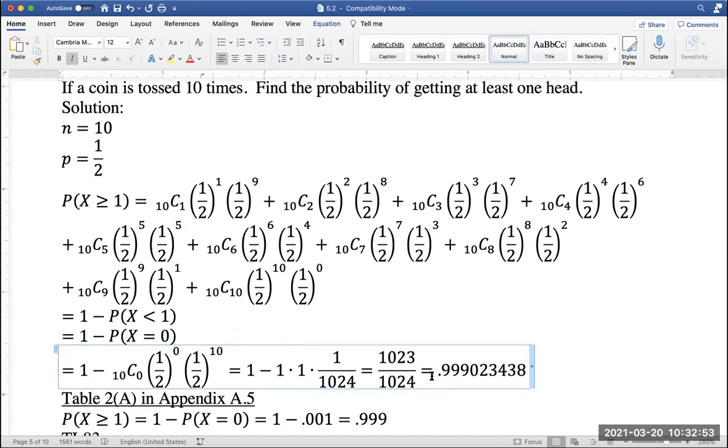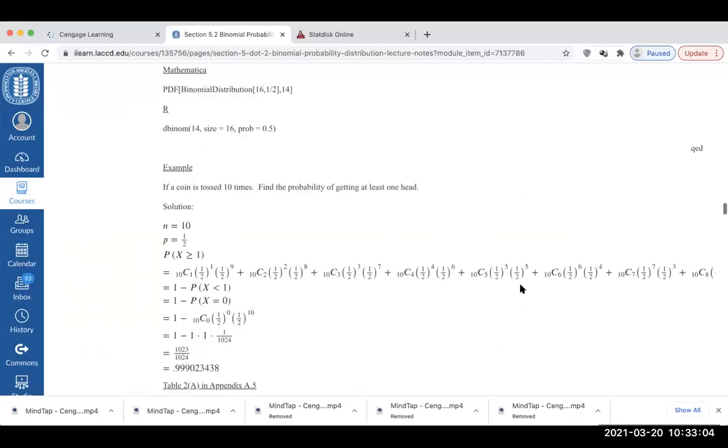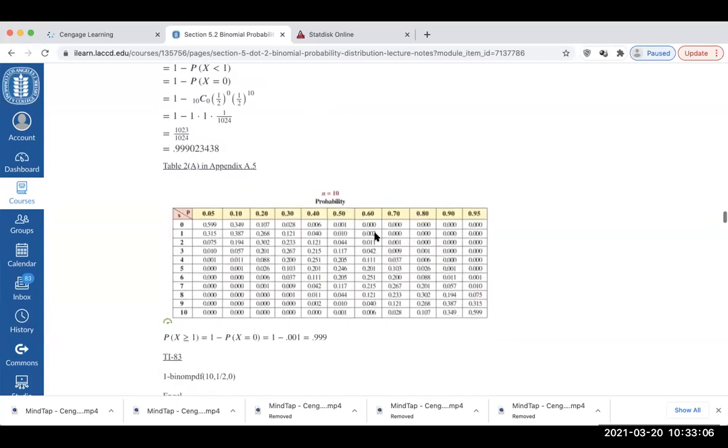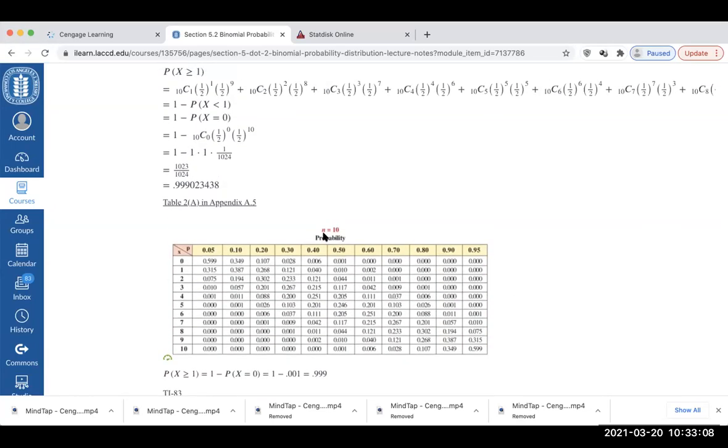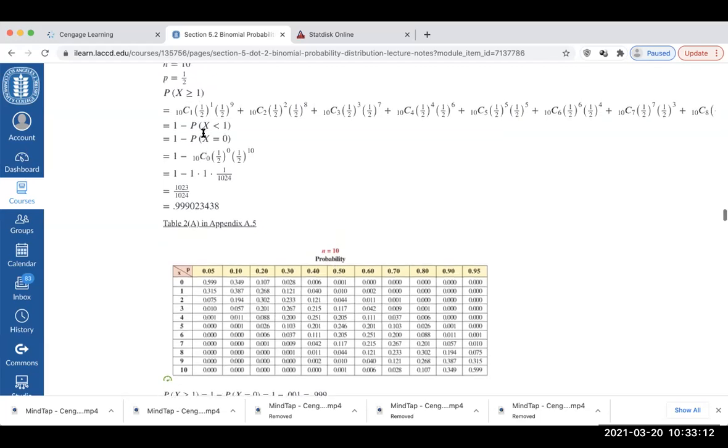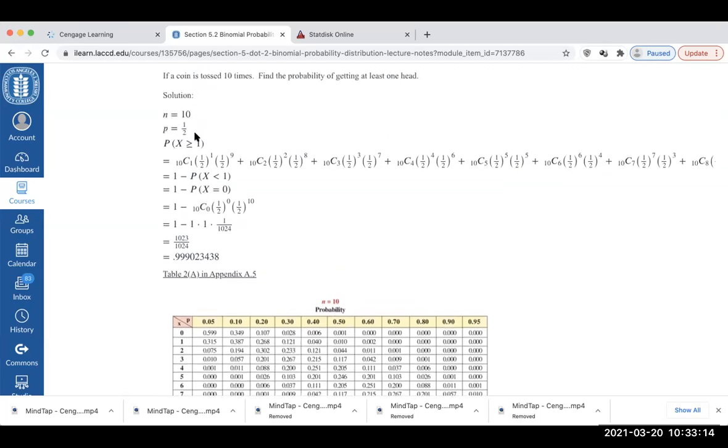Okay, so let's see if I have, probably do have. So I can look up in my table. So if I look in here, it's 10. There are 10 successes.